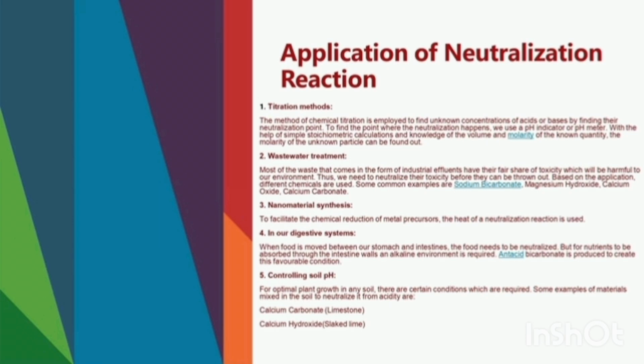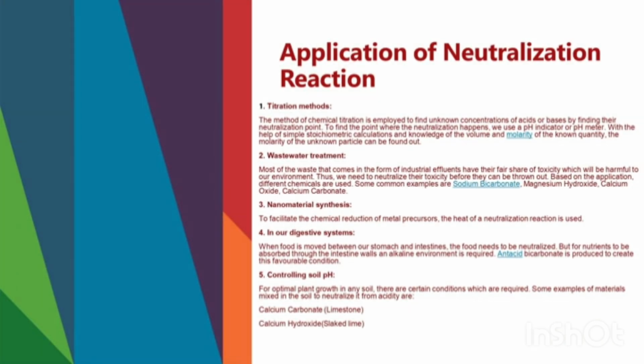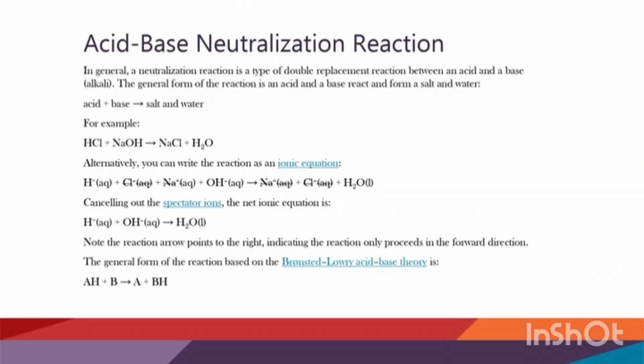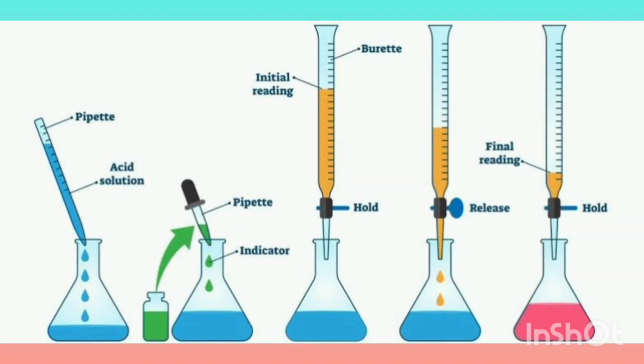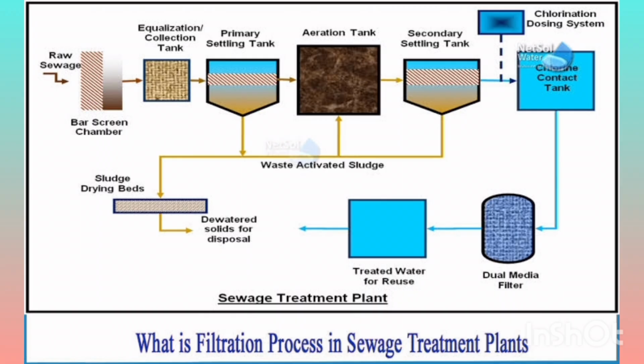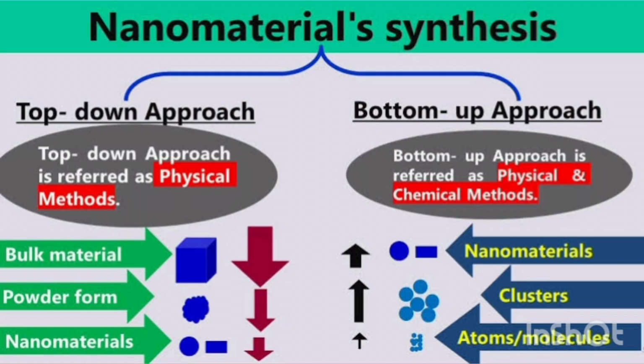Okay, wastewater treatment. Most of the waste that comes in the form of industrial effluents has a fair share of toxicity which is harmful to our environment. Thus, we need to neutralize the toxicity before it can be thrown out. So for this also we are using the neutralization method. Nanomaterial synthesis: to facilitate the chemical reduction of metal precursors, the heat of the neutralization reaction is used.